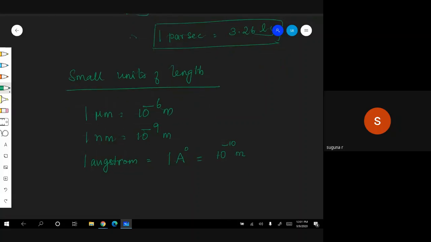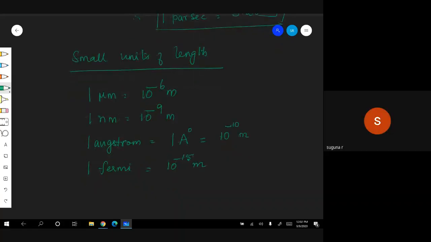Is it clear? Then I think you would have studied Fermi. What is Fermi? In chemistry, I think you would have studied small and big units with metric powers. Have you studied this? 1 Fermi is 10 power minus 15 meter. Very small units.